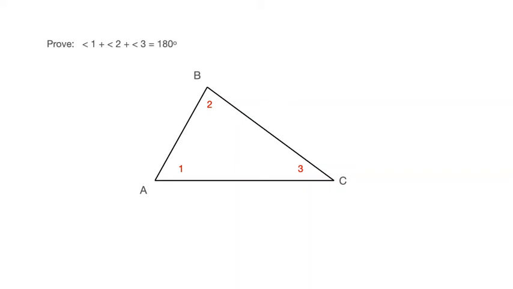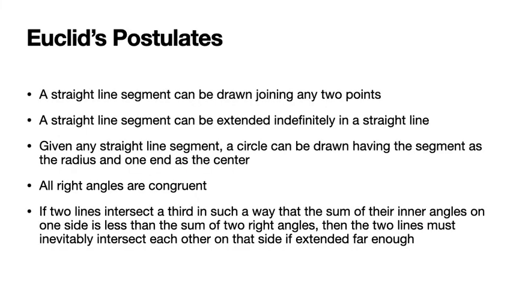Okay, so here's a challenge. Prove that the interior angles of a triangle add up to 180 degrees using nothing but Euclid's postulates and deductive reasoning. So here are Euclid's postulates. We only need two of them actually to meet our challenge today.